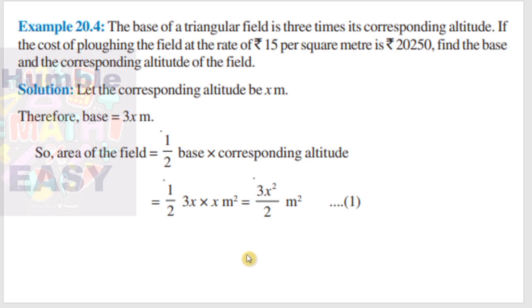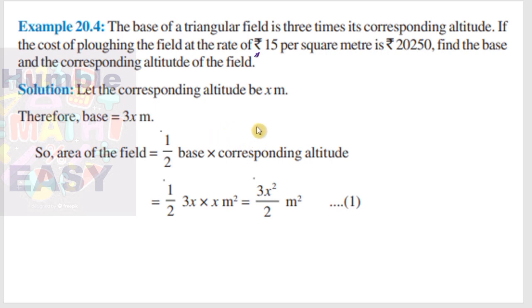The base of a triangular field is 3 times its corresponding altitude. The cost of ploughing the field at the rate of 15 rupee per square meter is 20,250 rupee. Take note, this symbol here is the currency of India, that is rupee. Then we are going to find the base and the corresponding altitude of the field.